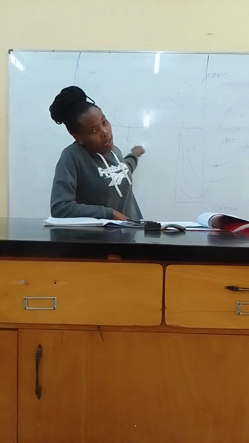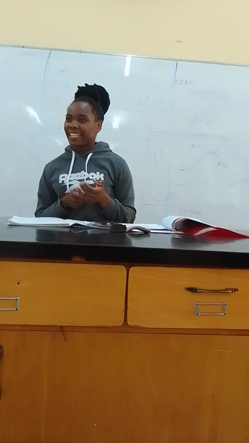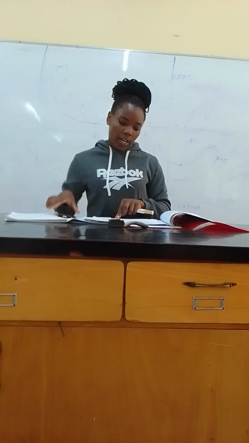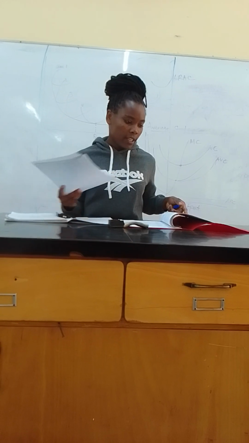And then we summed up by looking at how soil loses its fertility. We have monocropping, leaching, and soil erosion through human activities and wind. So that marks the end of our lesson today.